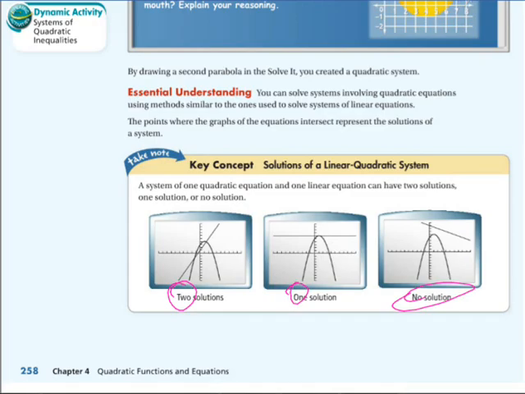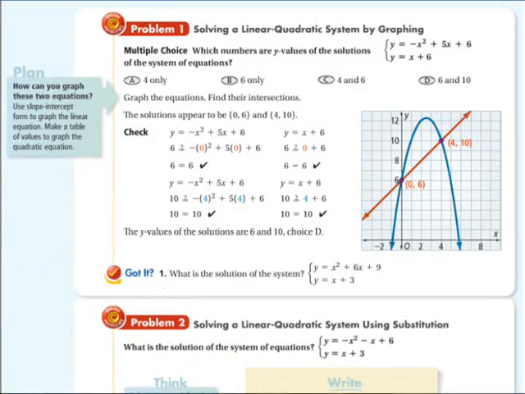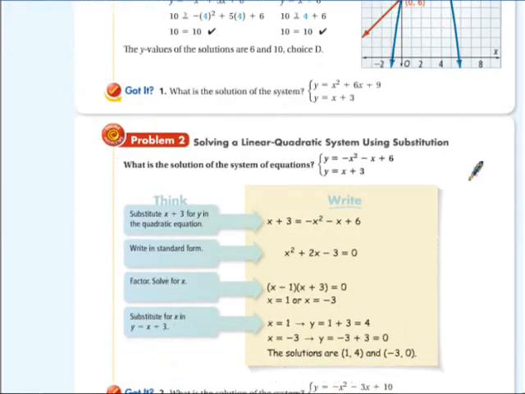Now, how to solve one? Solving a linear quadratic system by graphing should be the easiest way to do it. We get them both equal to y, put them in our calculator, and use it to get some solutions. If you have graph paper and know how to graph it, that might be faster. Then we're just looking for where the intersections are. No problem.